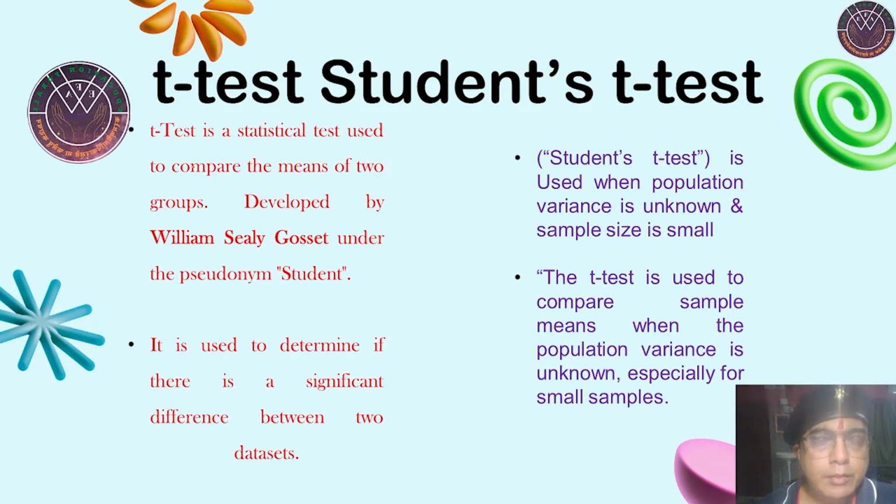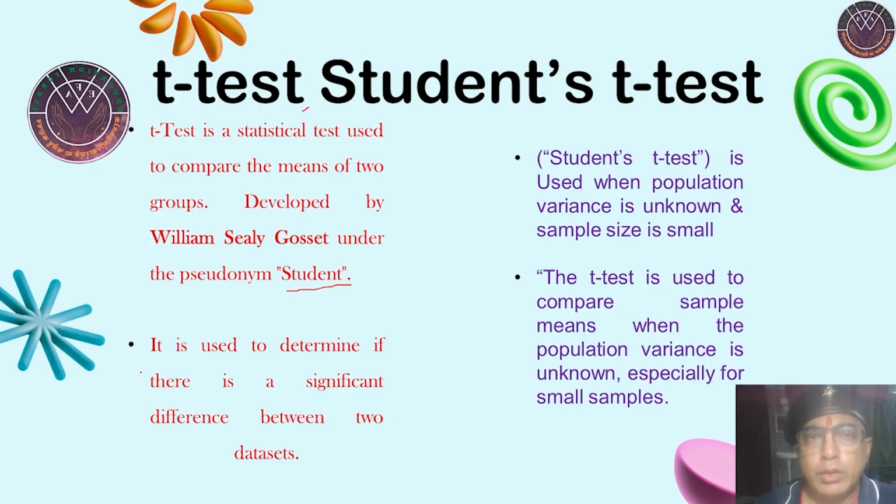If you see the basic background of the t-test, which is also called Student's t-test: the t-test is a statistical test used to compare the means of two groups, developed by William Sealy Gosset under the pseudonym Student. That's why it is also called the Student t-test. It is used to determine if there is a significant difference between two data sets.